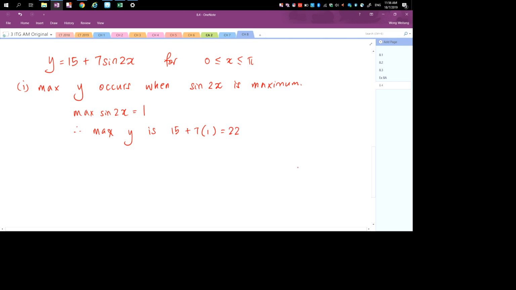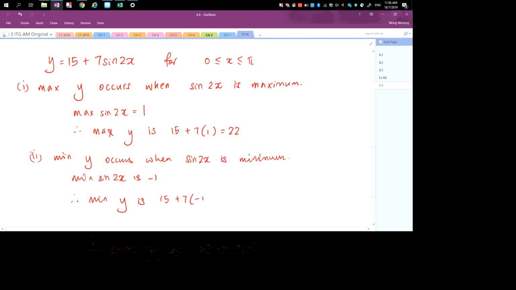And now minimum height. Minimum y occurs when sine 2x is minimum. You can't change anything else, right? The 15 over there is fixed, the 7 is fixed. So what is the minimum sine 2x? Is negative 1. Therefore minimum y is 15 plus 7 times negative 1, and we get 8. Okay?